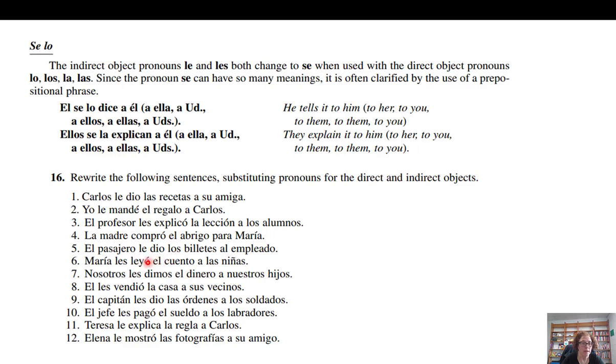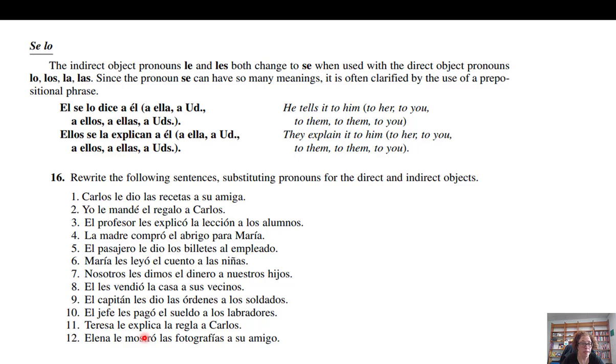Se los dio, we said. We're going con el cuento, the story. Se lo leyó. The money. Se lo dimos. La casa. Se la vendió. El capitán se las dio. El jefe se lo pagó. Sueldo means salary. Labradores is agricultural workers.